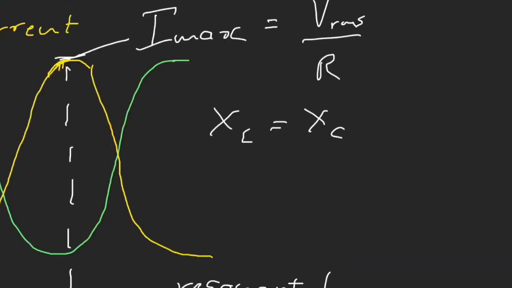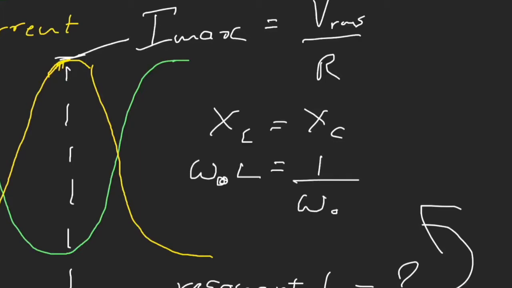Now how do we find this resonant frequency? If we simplify this expression, we know XL is omega L. I'm going to write it as omega naught because that is how the angular frequency at resonance is denoted, and XC is 1 by omega naught C. That is the expression for impedance. If you simplify for omega, you would get 1 by square root of LC.